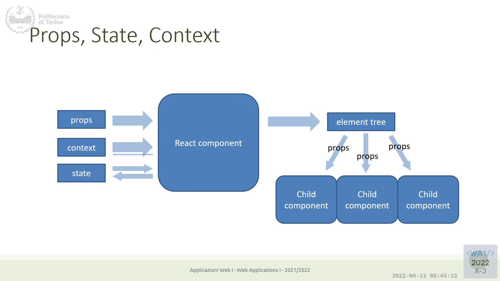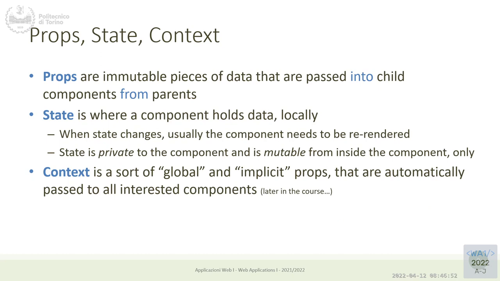During one execution of the function, we should consider the state as immutable. Okay? And then we may decide that the state needs to be changed in the future. So it's not a variable that you can manipulate and change and increment, anything. So let's go into the details about that. The properties we already know are immutable data that are passed into the child from the parent. A state is some information where the component itself holds some data that it owns, personally. React is able to detect all the changes to the properties and re-render the component, but also all the changes to the state. And it assumes that if the state is changed, the component needs to be re-rendered because something may change.